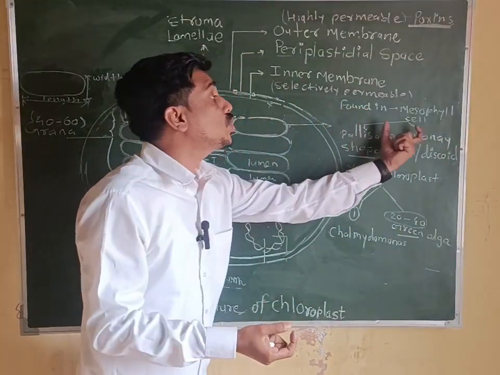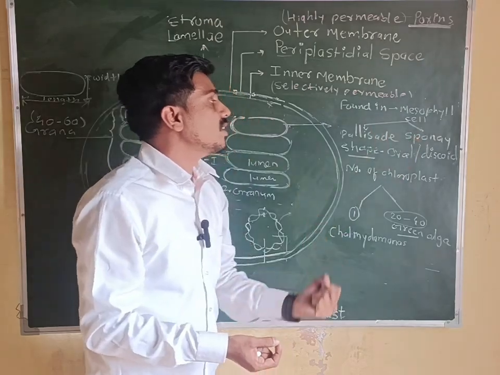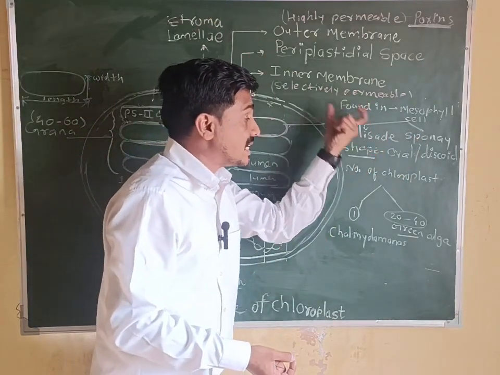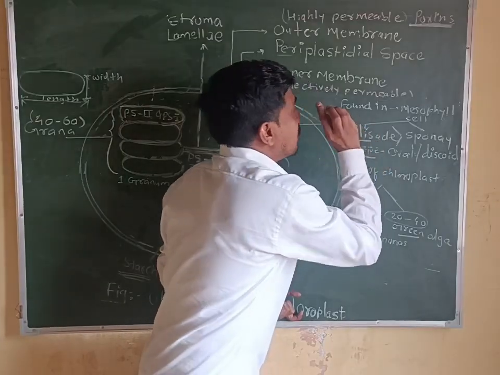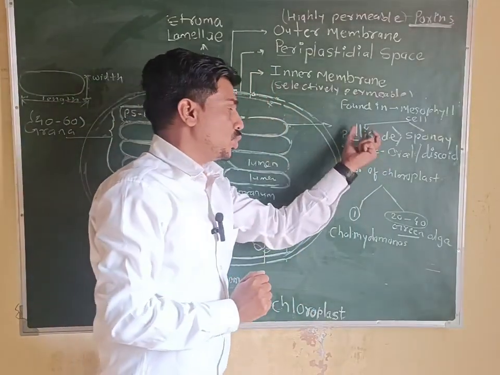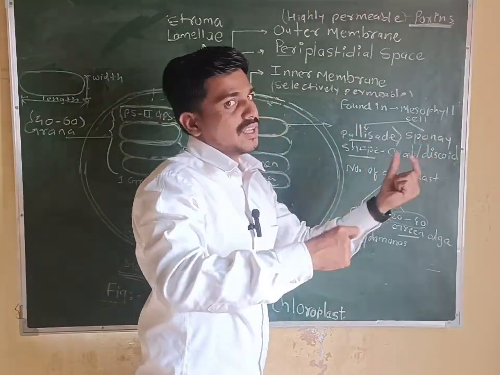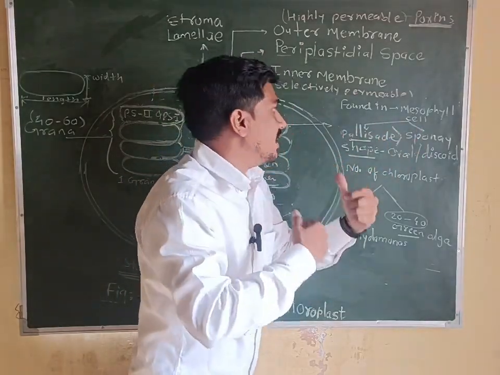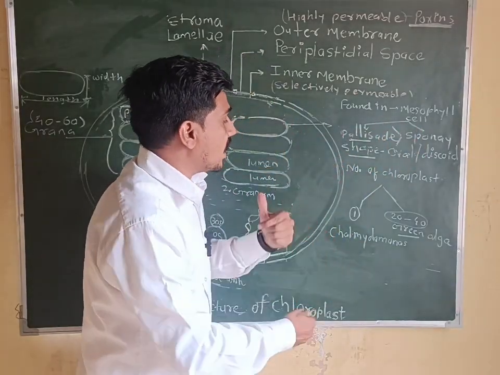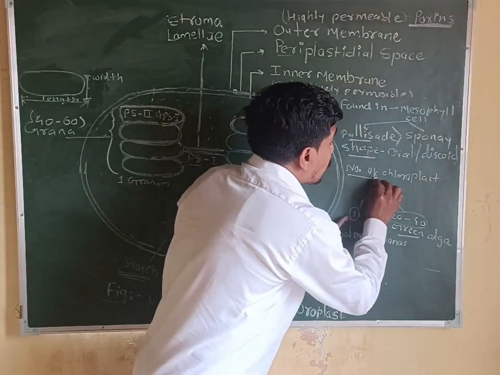Out of these two mesophyll cells, the number of chloroplasts is maximum in palisade mesophyll tissue or cell. In spongy cell, the chloroplast is also present, but the number is less as compared to the palisade. After that, we will discuss the number of chloroplasts.